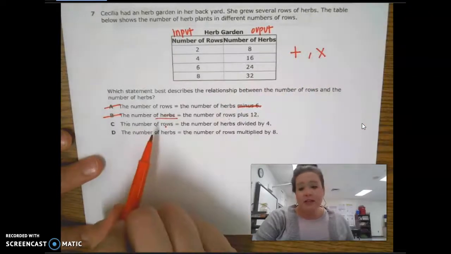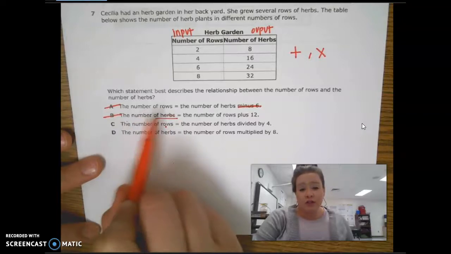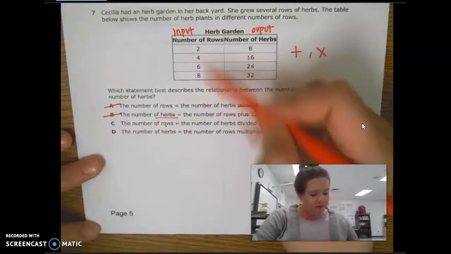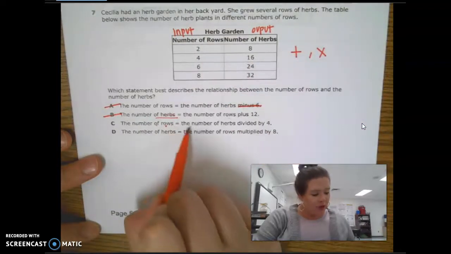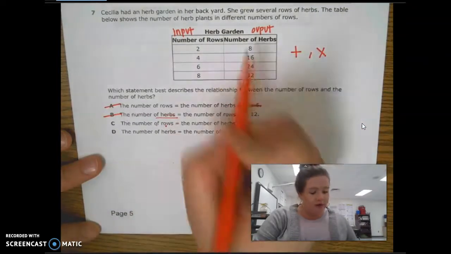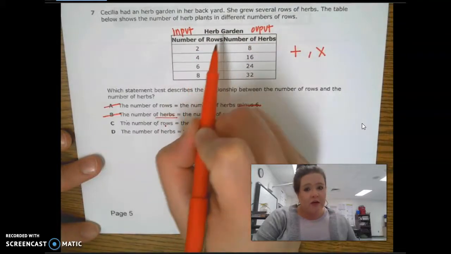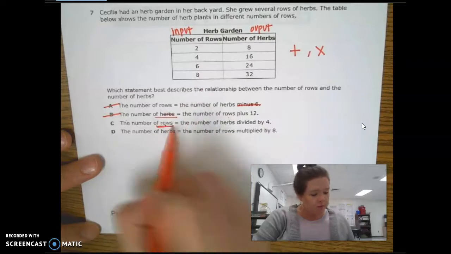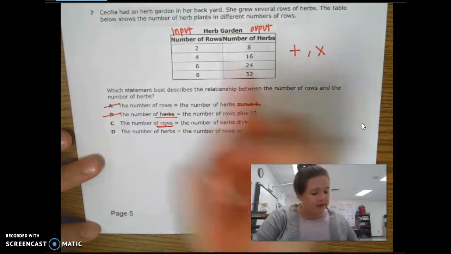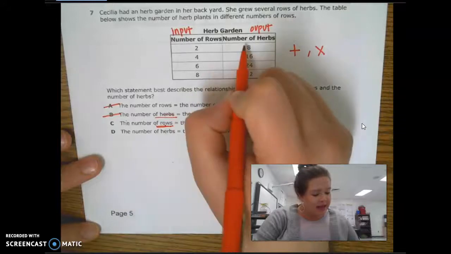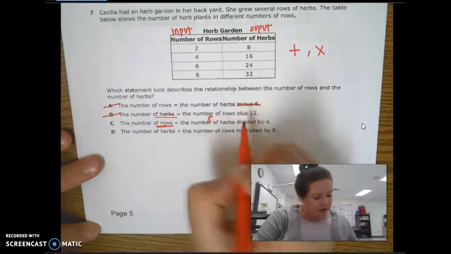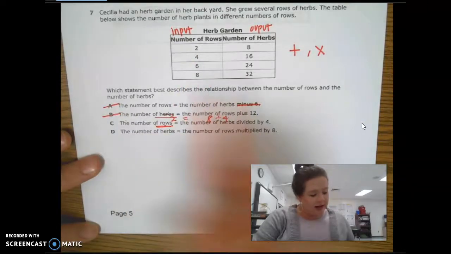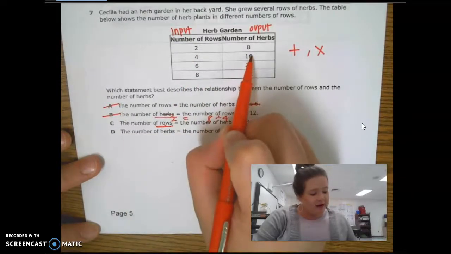So you have to pay attention to what they're starting your comparison on. The number of rows here equals the number of herbs divided by 4. So then they're going backwards, okay? The number of rows equals the number of herbs divided by 4. So that's telling me that 8 divided by 4 is going to equal 2. That is true. 16 divided by 4 equals 4.